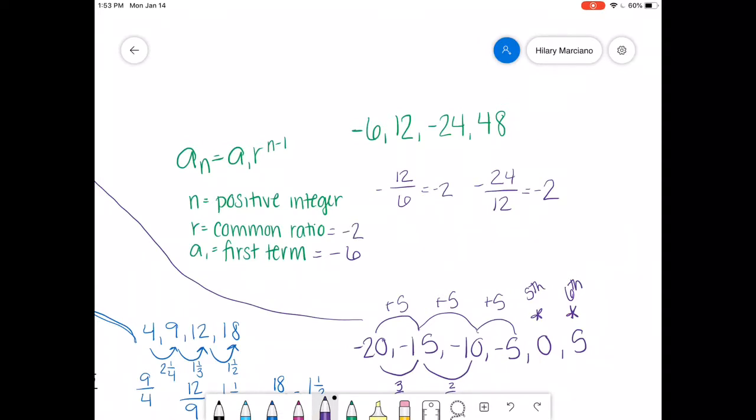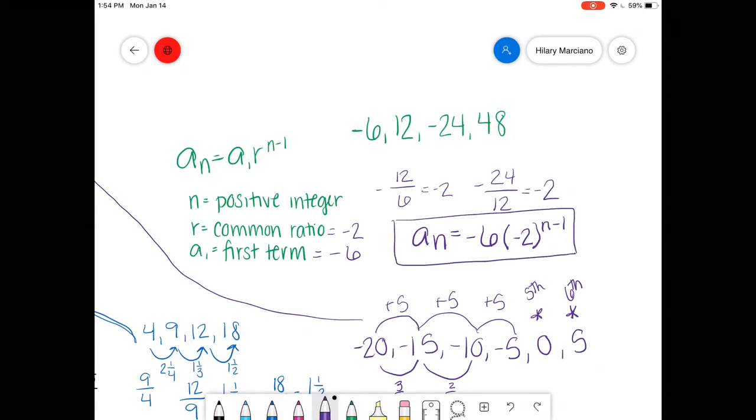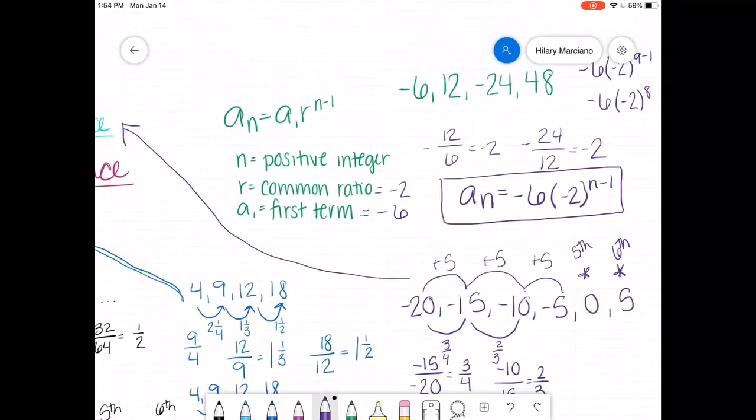If we have -2 as our common ratio, then we can plug that in for r. Then n is our positive integer. So we need to know which term we're solving for. If we know that, we're plugging that in for n. If not, then we're leaving it as n. So we're doing a sub n equals a1, which is -6, times r, which is -2, to the n minus 1. And that would be our equation for this geometric sequence. Then if it told us to find the 9th term, we would be doing -6 times -2 to the 9 minus 1. So -6 times -2 to the 8th. We would solve -2 to the 8th and then multiply that times -6 to figure out what our 9th number was.